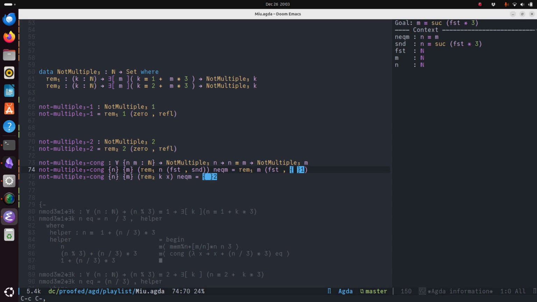So now we need to prove that m is equal to suc of fst into 3 plus 1 is equal to m, right? But what do we have? We know that n is equal to m, and we know that n is equal to suc of fst into 3, right? So there is a function in the standard library of Agda called trans, which given x equal to y and y equal to z, it will assert that x is also equal to z. We'll use that.